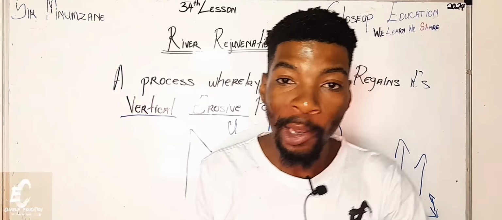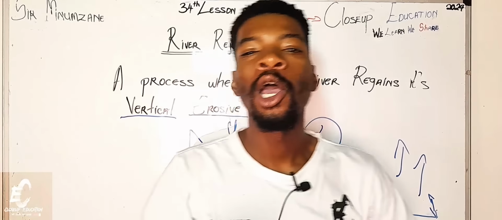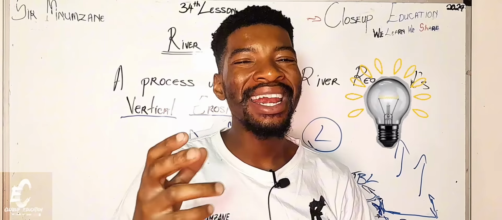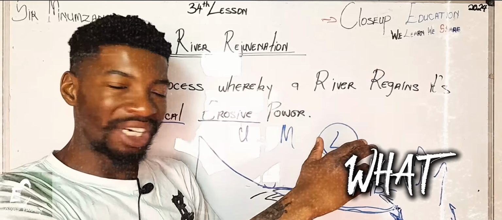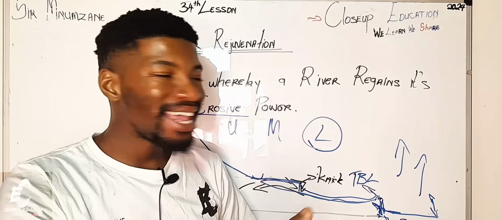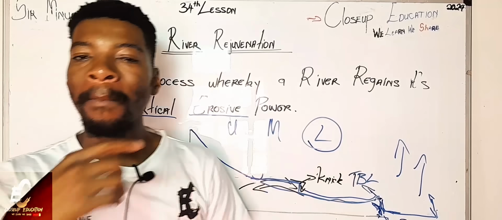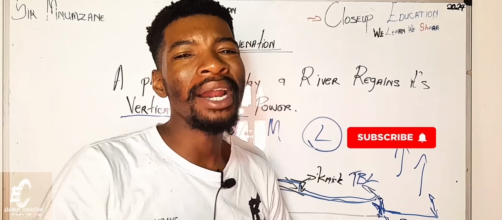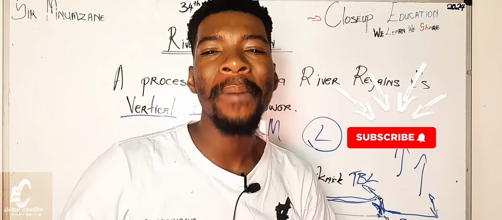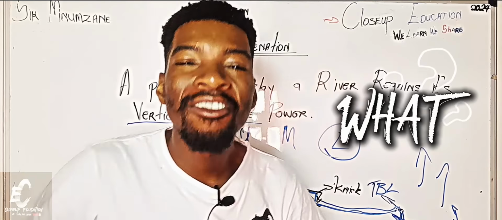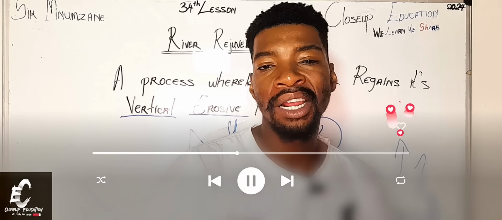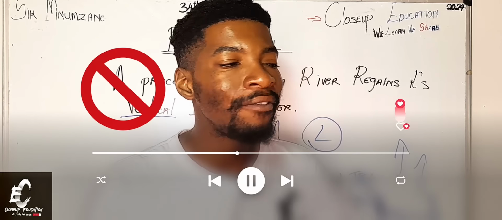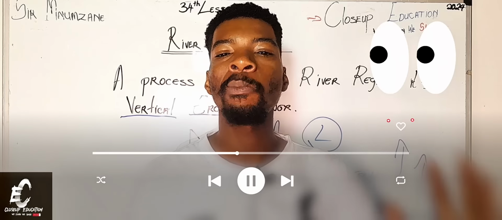Okay, hopefully using this longitudinal profile, we had a bit of an understanding of what river rejuvenation is, when the river regains its erosive power. All right, guys, now we have to understand that when that happens, what fluvial landforms can occur. And we know about fluvial landforms. If you do not know about fluvial landforms, watch the video I dropped before this one.